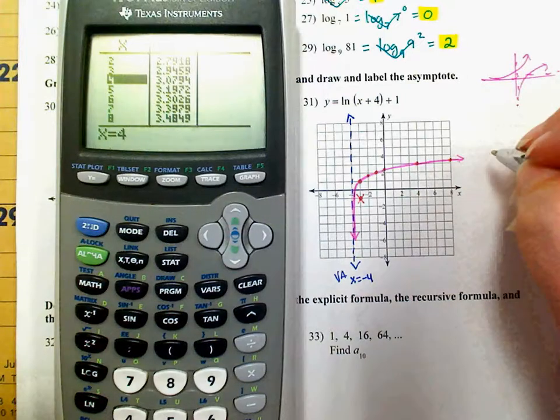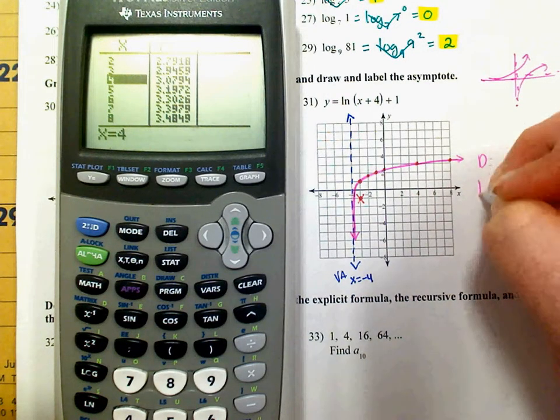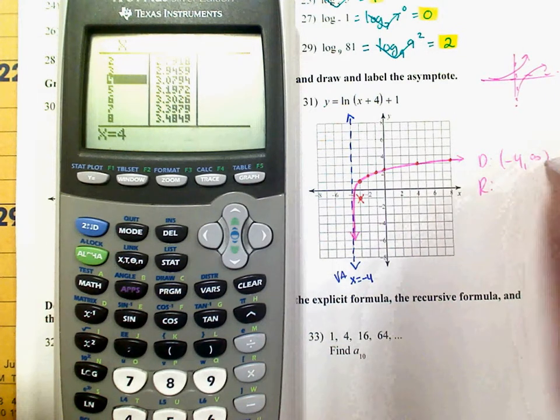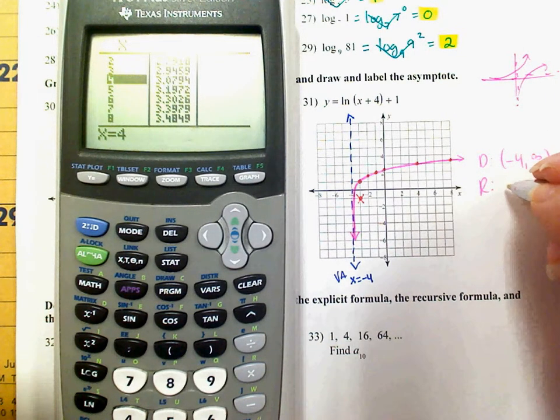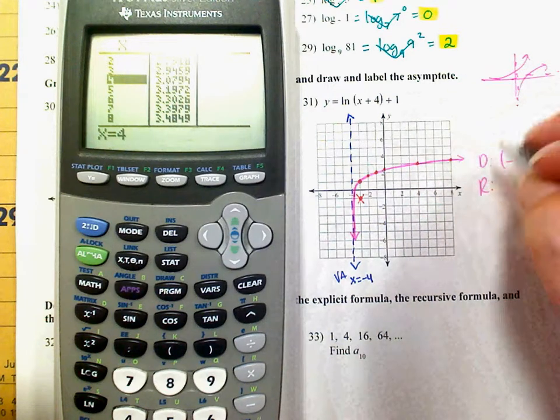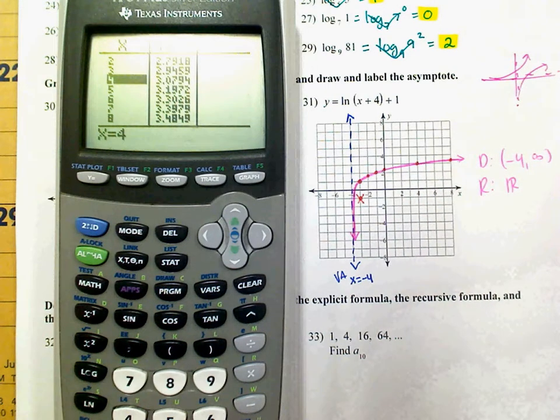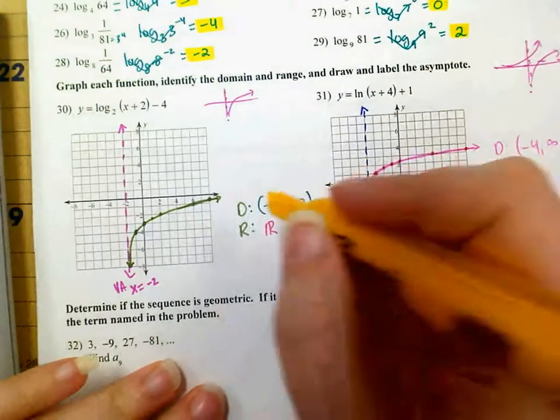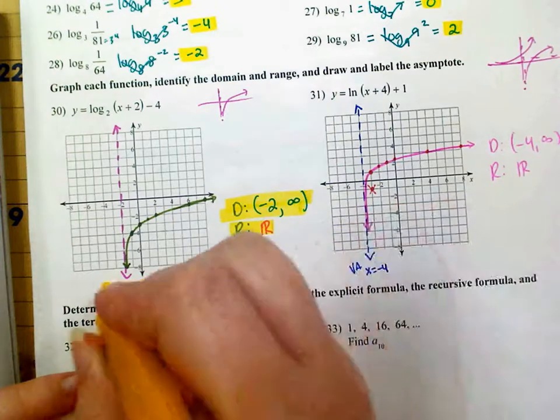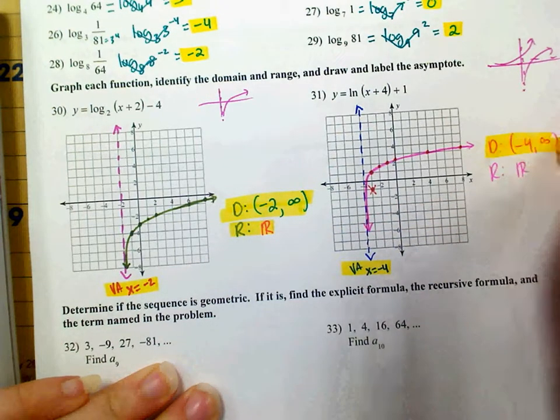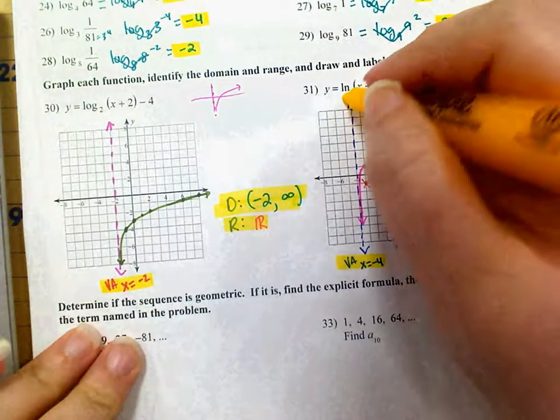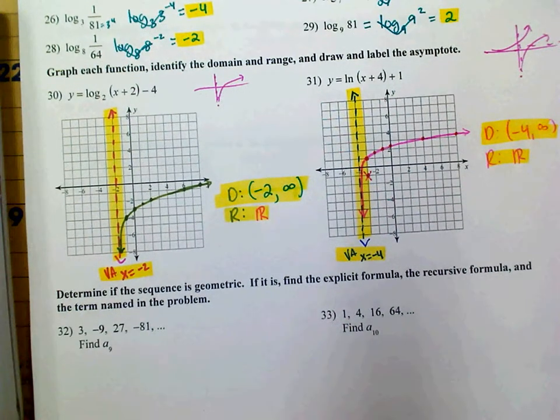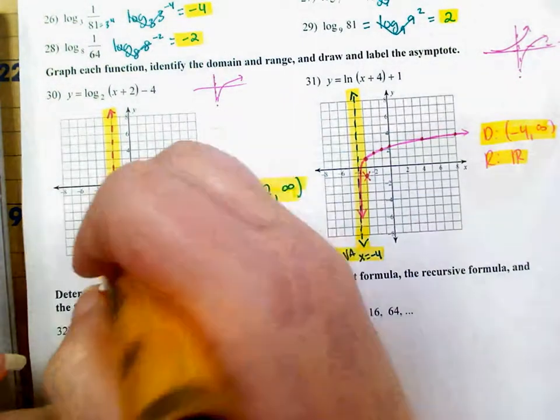Alright, domain and range. Domain is left to right. The farthest left we go is negative 4. And then range is all the way up and all the way down. It goes down to negative infinity, goes up to positive infinity, so all real numbers. And the graph is part of your answer as well. Make sure you do all those.